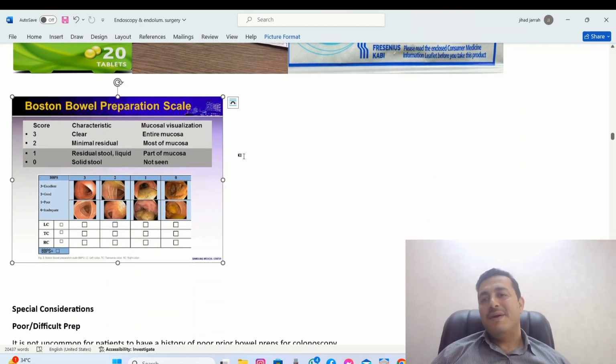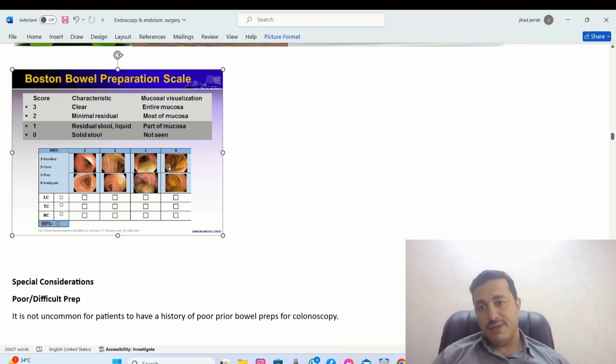This is the Boston bowel preparation scale. After colonoscopy, the endoscopist documents the level of bowel preparation according to this scale. It's a score from 0 to 3. 3 is clear, the entire mucosa is seen; 2 is minimal residual, most of the mucosa is seen; 1 is residual stool and liquid, part of the mucosa is seen; 0, the mucosa is not seen and stool is present.